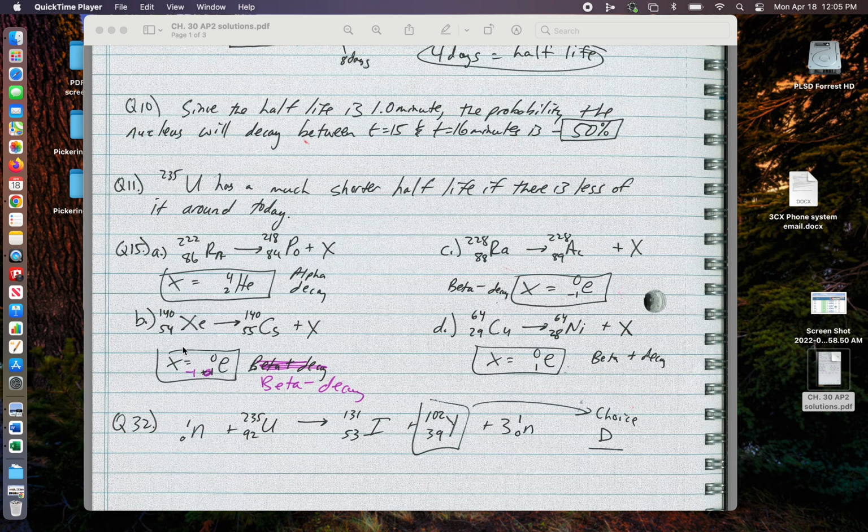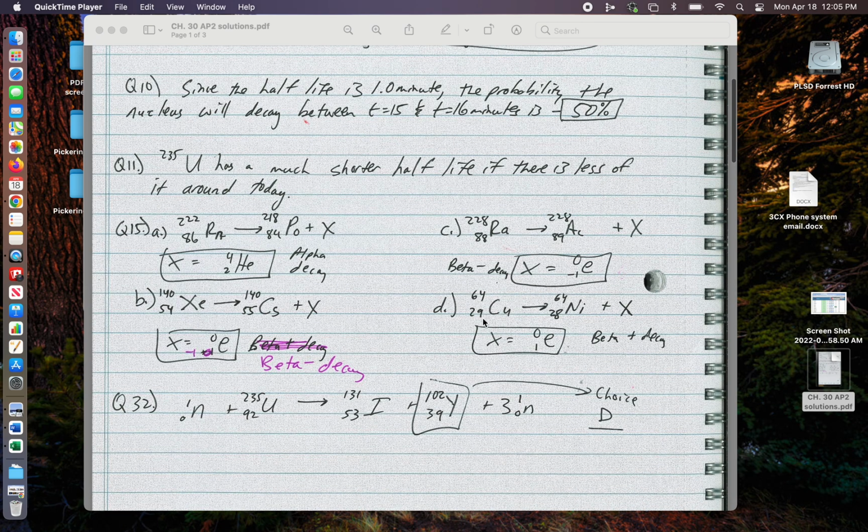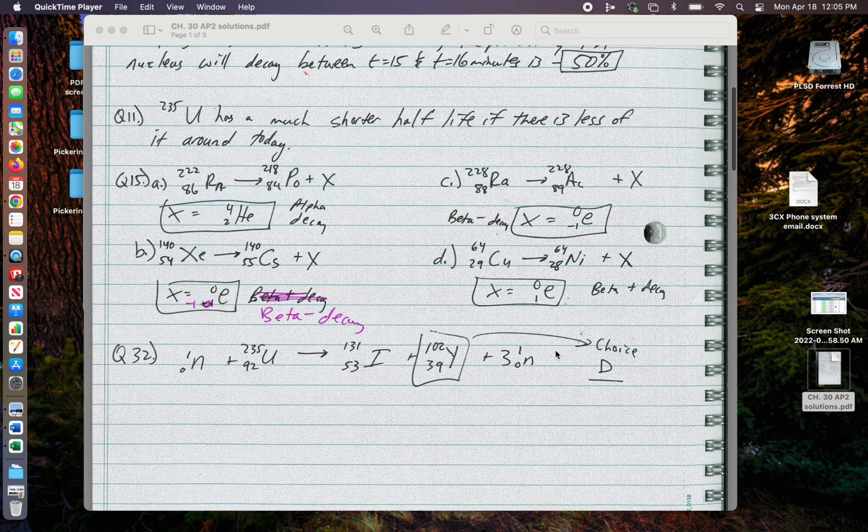For part B, I've got 55 here, 54 here, so I need -1, and then 0, so that is a beta minus decay. For C, 88 to 89, so once again, it is a beta minus decay. Electron, -1 charge, 0 mass. For this one, we're given 29 to 28, and it's still the same total mass, so that's a beta positive decay. That's a positron.